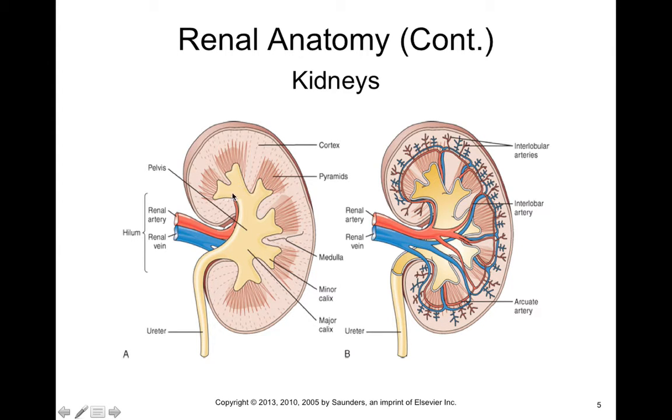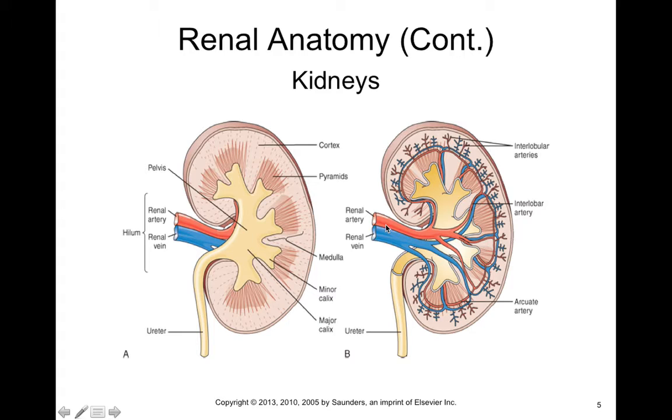Now, each minor calyx will come together to form a major calyx, and then when all the major calyces come together, they form the renal pelvis. The renal pelvis is just a large space here, deep within the kidney itself, and that leads into the hilum, which is the place where all the vessels either enter or exit the kidney. The renal pelvis leads into the ureter, which is a muscular tube that can help transport that urine down towards the urinary bladder. Now, we know the kidneys receive a lot of blood flow.